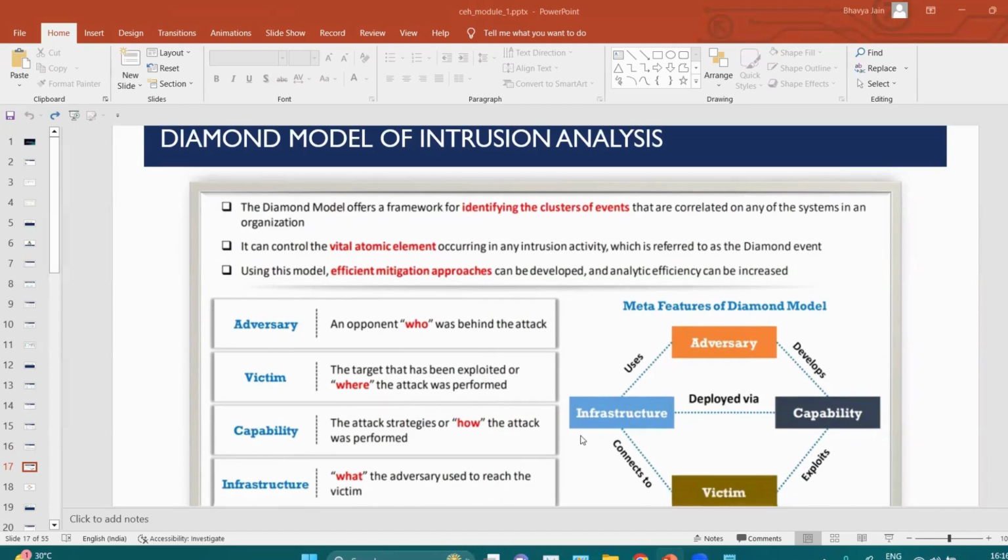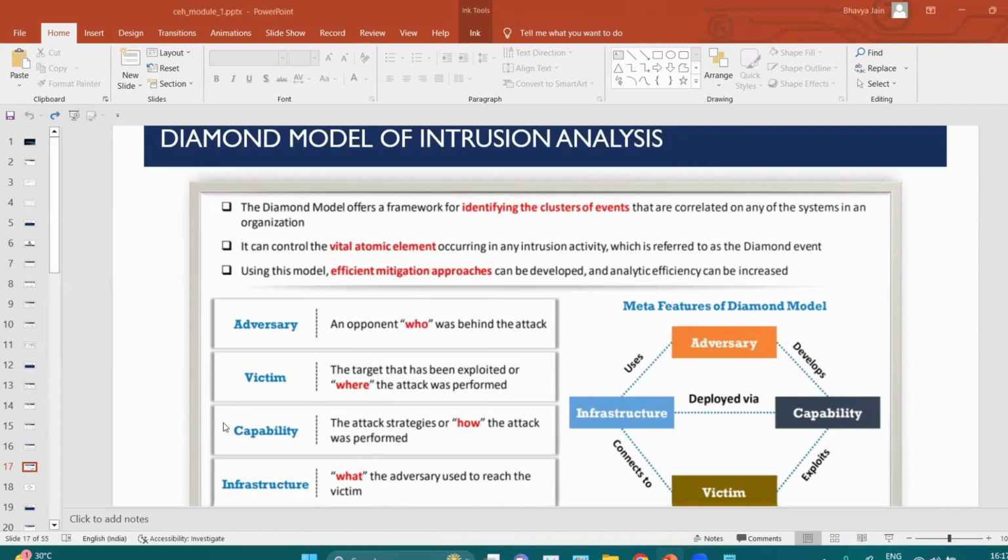So here we have four elements in this particular model. First, we have the adversary. Adversary is someone who was behind the attack, an opponent, meaning who is the attacker. That is the adversary. Then we have the victim. Who is the victim? Like where the attack was performed. That is the victim. Then we have capability. Like what kind of strategy, technique, tools and malware that particular attacker uses to compromise the victim.